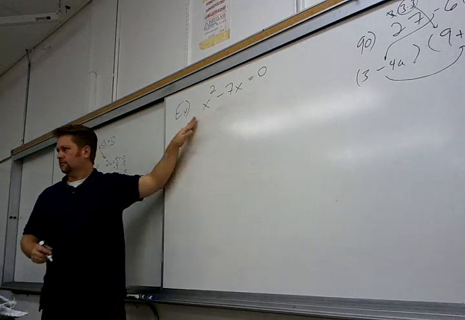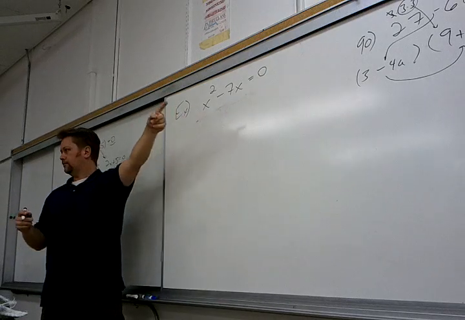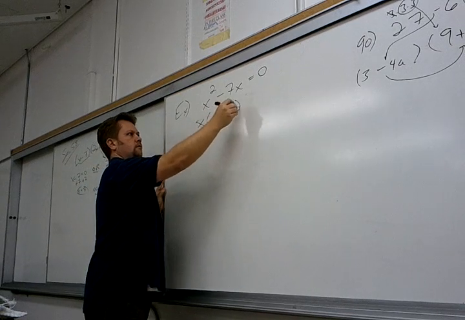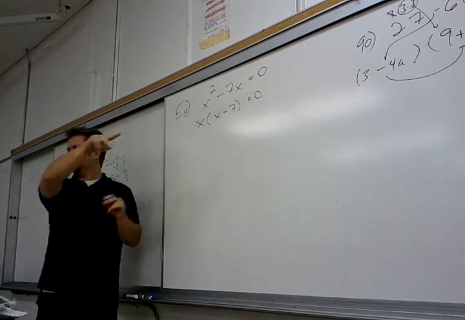Always try GCF first. What comes out of both? X comes out: x times (x minus 7) equals 0. Right, just take an x out. Is everybody cool with that?